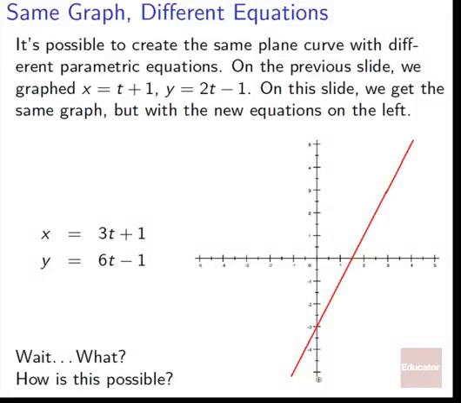Same graph, different equations. It's possible to create the same plane curve with different parametric equations. This is kind of surprising because we think of the equation changing automatically meaning the graph will change, that our plane curve will change. On the previous slide, we graphed x equals t plus 1, y equals 2t minus 1. On this slide, we have the exact same graph, but with these new equations, x equals 3t plus 1, y equals 6t minus 1, but the plane curve, the graph we get off of it, looks exactly the same as the one we just had on the previous slide. How is this possible? What's going on?